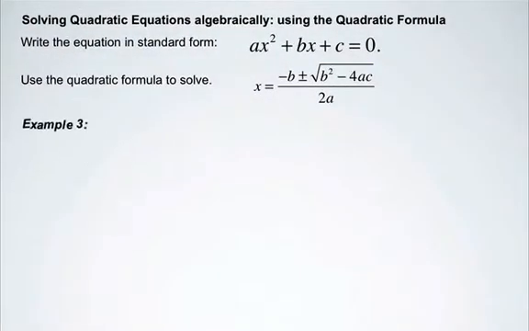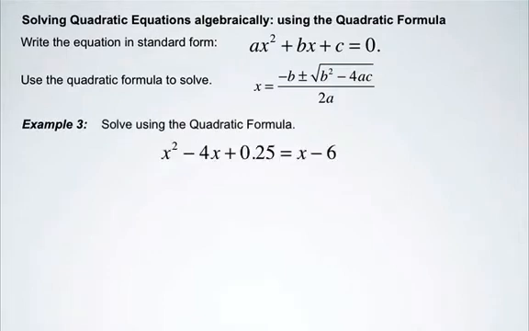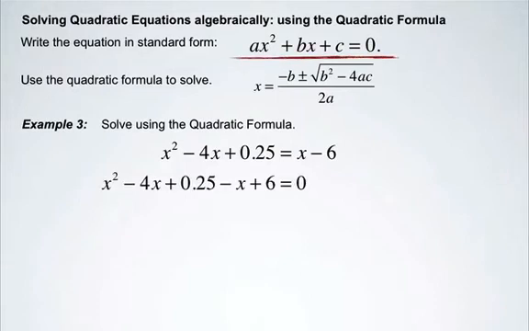Let's try another example. Example 3. We'll solve using the quadratic formula. x squared minus 4x plus 0.25 is equal to x minus 6. First, we need to move everything into standard form. So we're moving everything to one side. So we move the x and the minus 6 to the other side. So they become negative x plus 6.